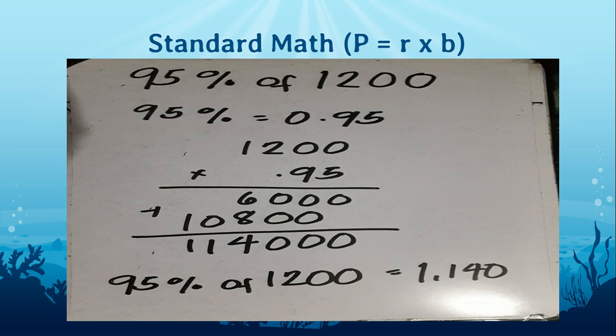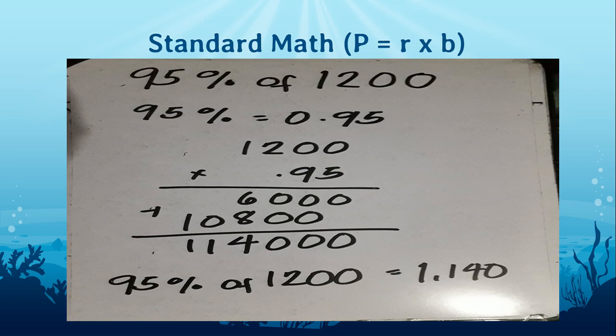So finding the percentage, we need to convert the rate into its decimal form. So 95% in decimal is 0.95, and then we proceed to multiplication. As we multiply, we follow the standard way of multiplying. First we multiply the ones value in our multiplier. So that's 5 times 1200, so we have 6000.